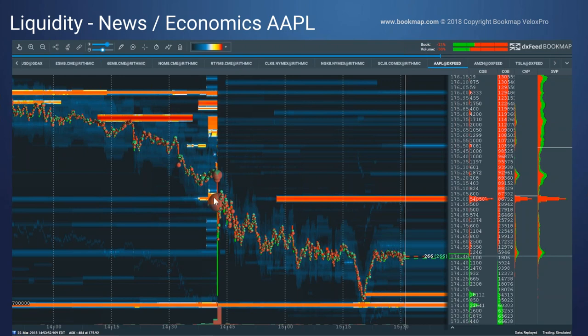Once we get through this 175 area, we find where the sellers are. They're up here at 175. Okay, looks like about half a million. Is it half a million? No, I guess 50,000 shares, 54,000 shares up here. Okay, so we come down and just test in front of that 174 area and start to bounce back up.